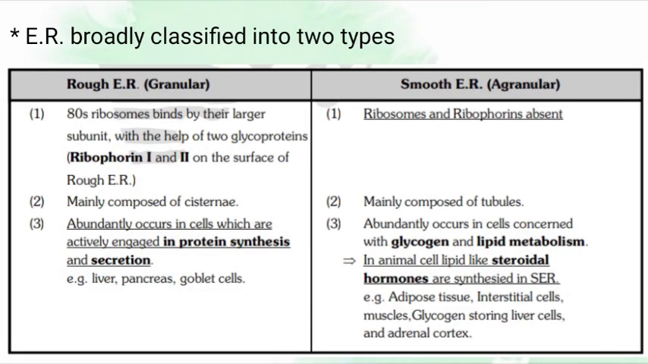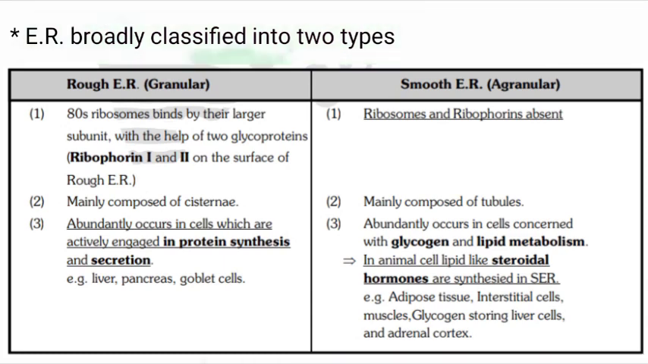Endoplasmic reticulum is broadly classified into two types. Number 1, rough endoplasmic reticulum or granular endoplasmic reticulum. Number 2, smooth endoplasmic reticulum or agranular endoplasmic reticulum.